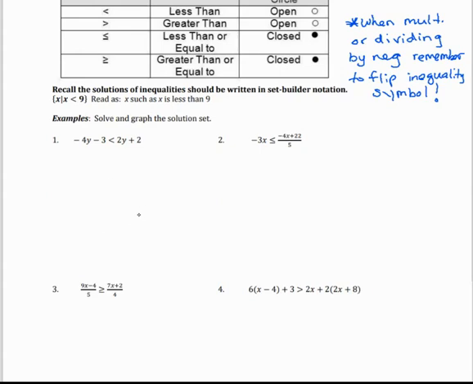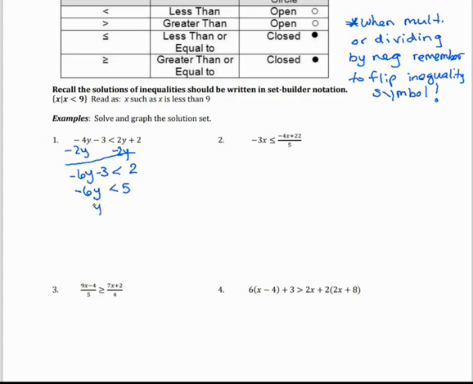Okay, so let's look at maybe 2 of them together, and then I'll let you try some on your own. So we'll look at number 1 together. We want to solve and graph. So we want to get our variables to one side. And I always like to get it to the left-hand side because when we're reading inequalities, it's nice to have the variable on the left-hand side. So that means I'm going to bring the 2y over here, and I need to subtract it. So that gives me negative 6y minus 3 is less than 2. I'm going to now add the 3 over. So I get negative 6y is less than 5.